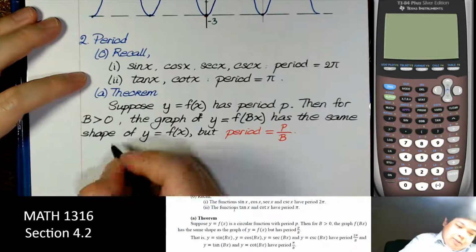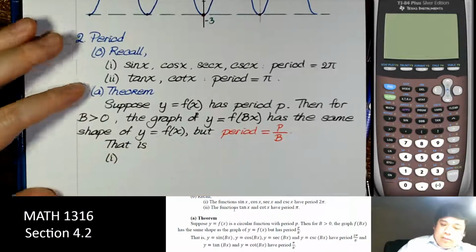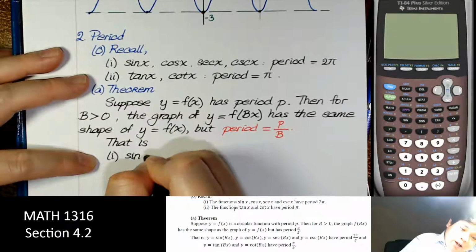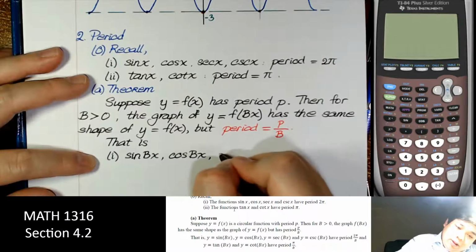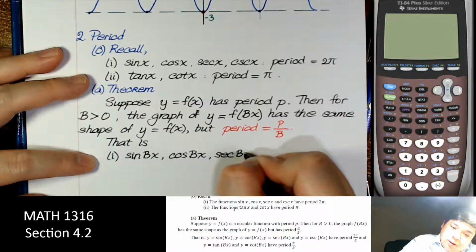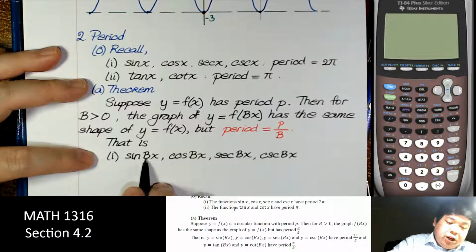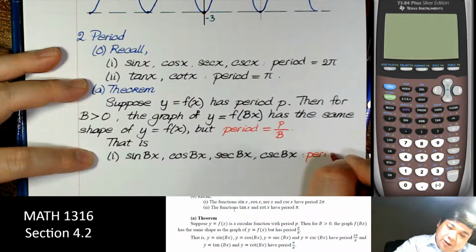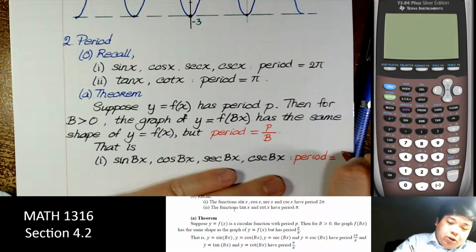So that is one. So instead of sin x, cosine, secant, and cosecant, if we multiply by a number in front of x, then the period, notice that this function normally is 2 pi, but when we multiply by b, we're going to take that 2 pi by default, divide by the b.